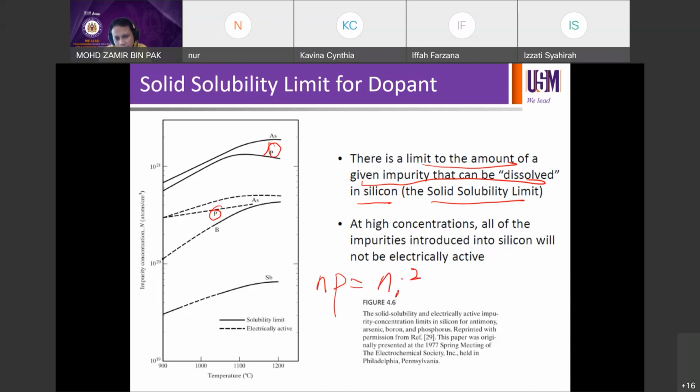Okay, what was our assumption last time? Yeah, intrinsic. In order to calculate the majority and minority carriers and intrinsic concentration. What did we assume last time? Do you remember? n times p equals n_i squared. Okay, what was our assumption with regards to the concentration of dopants?